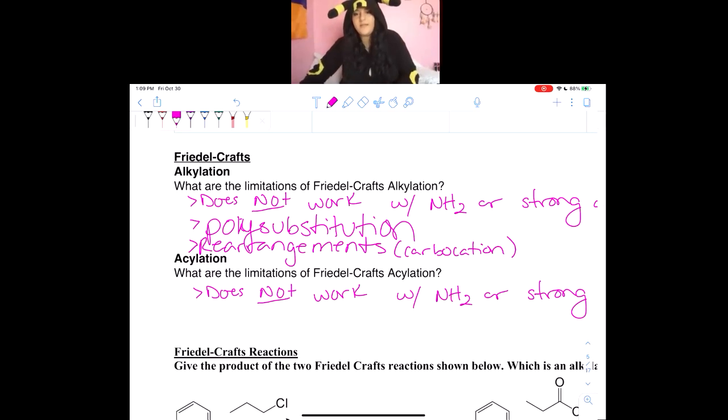Someone said the NH2 and strong deactivators apply to substituents. Yes, so if the benzene ring already has an NH2 or a strong deactivator on it, you will not be able to then do another reaction and add an alkyl group or an acyl group.